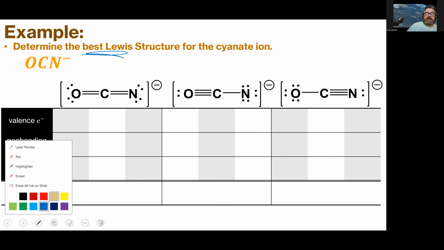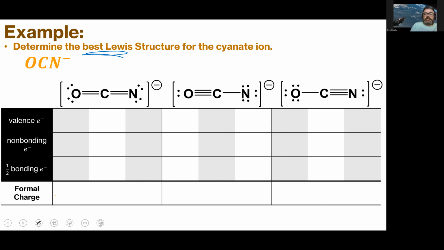So let's do this. I'm going to go across as we do this. Valence electrons are the same for each case. Every oxygen is 6 valence electrons. Every carbon started with 4. Don't know why I skipped that one. And the nitrogens all have 5. So 6, 4, 5 all the way across.